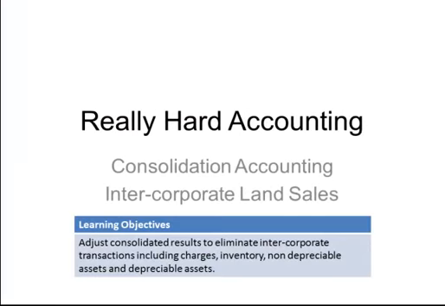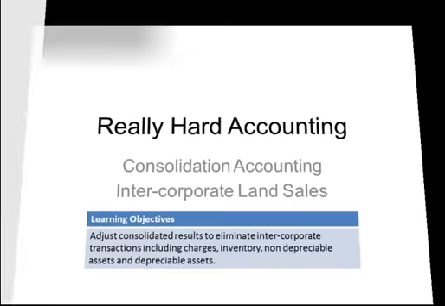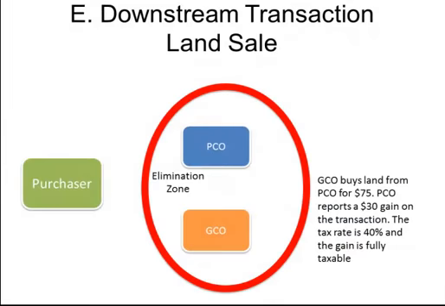In this lesson, we're going to pick up where we left off in the last lesson. That was looking at intercorporate transactions. And more specifically, in this lesson, we're going to look at land sales and what happens when a parent sells land to a subsidiary or vice versa.